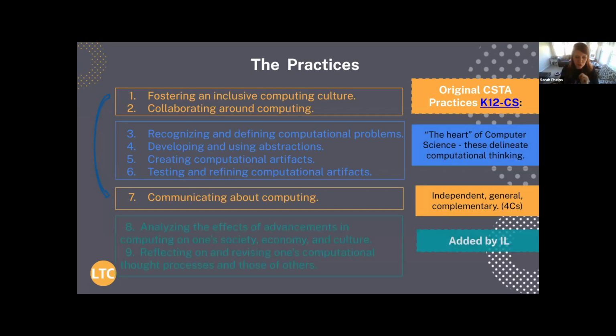Illinois added 2 additional practices, and these are related to the future of technology. So we're thinking about how technology impacts our society, our culture, and our economy. And we're also reflecting on that process, that computational thought process of ours and others. So this is kind of the future of computing.